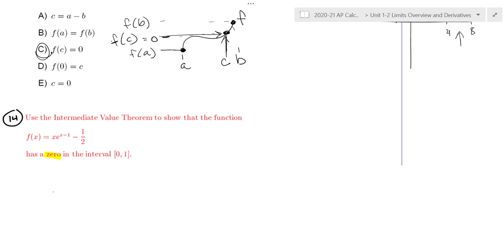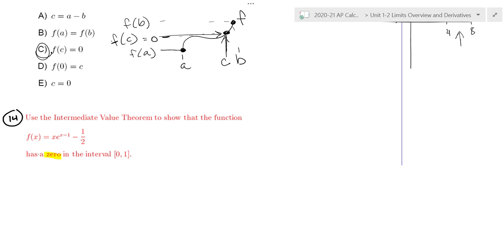So I need to make sure that it's continuous for all these values. I'm just going to kind of do a little bit of plugging in my head. If I plug in a 0, that's a good output. If I plug in a 1, that's a good output. I know that there are no asymptotes in here because there are no undefined values or denominators that it can't be.